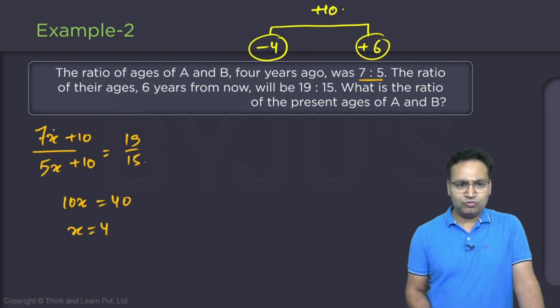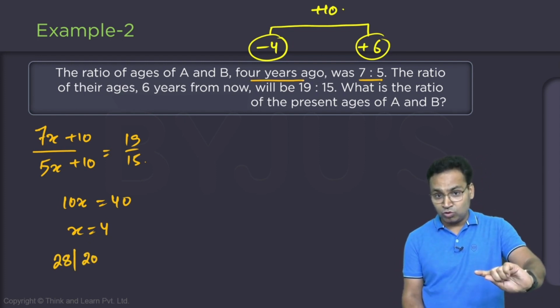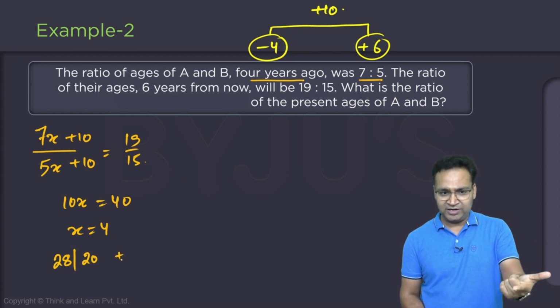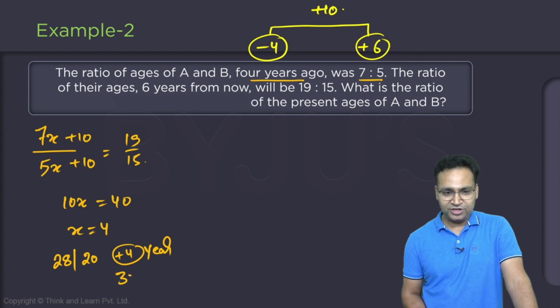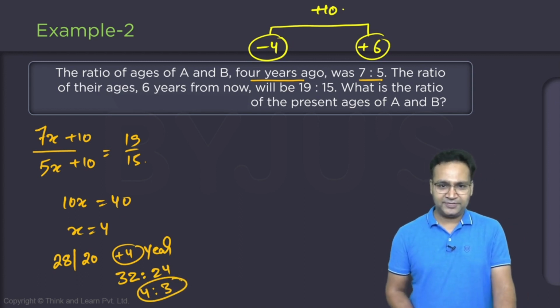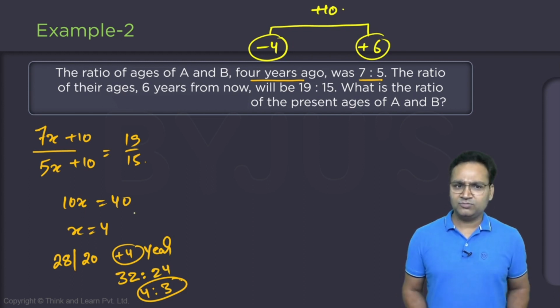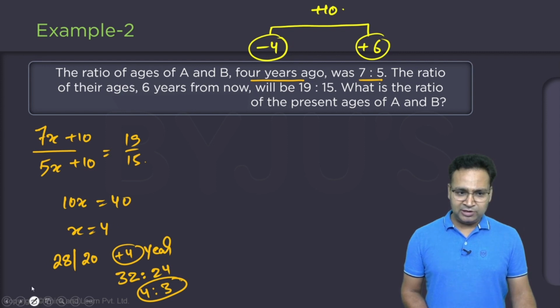Clear? So what are the ages? 28 and 20. These are the ages 4 years ago. So what are the present ages? Plus 4 years. So present ages are 32 and 24. 8 fours are 32, 8 threes are 24, so 4:3. Check it out. Is this correct? Okay. Perfect.